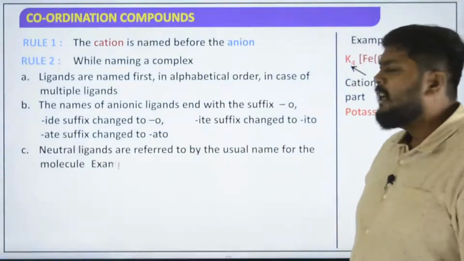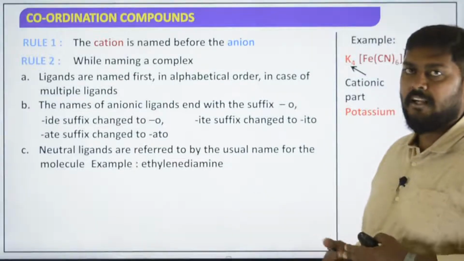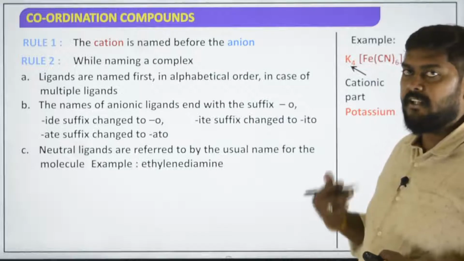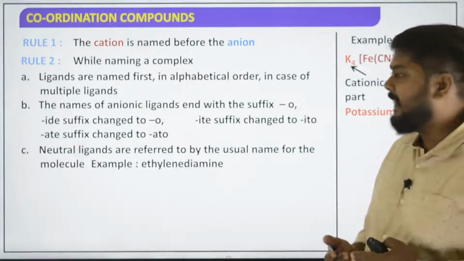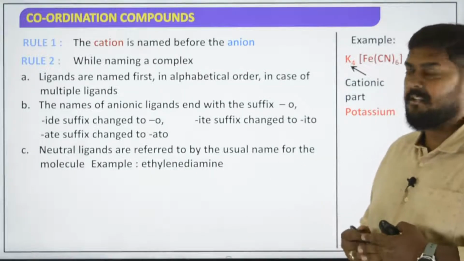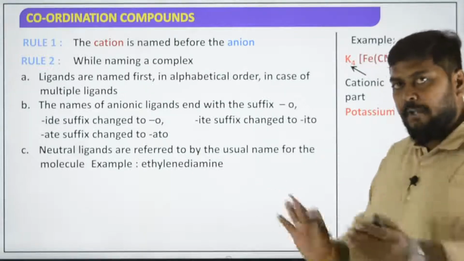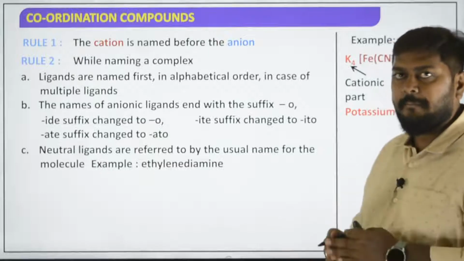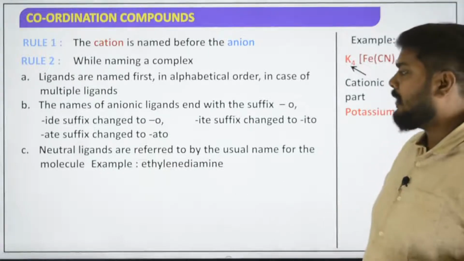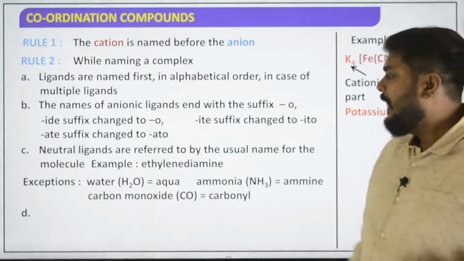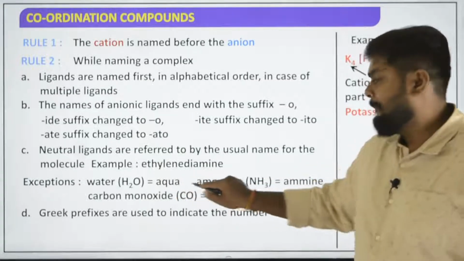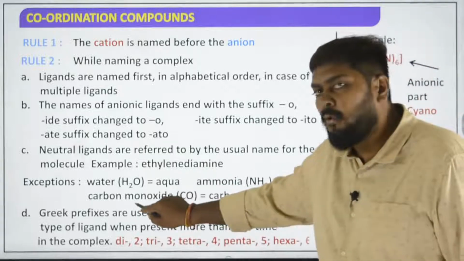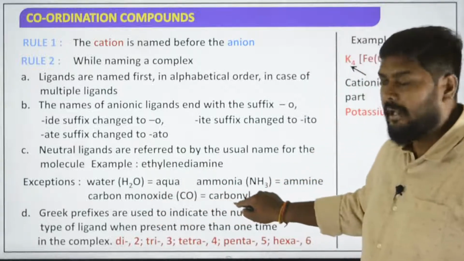And then third, neutral ligands. For negative ligands, we take off the last E and replace it with O, whether it is IDE, ITE or ATE. In case I have neutral ligands, we give the name as such. For example, ethylene diamine will be named as such, ethylene diamine. There will be some exceptions, okay? H2O is called aqua, ammonia is called amine, and carbon monoxide is called carbonyl, right?